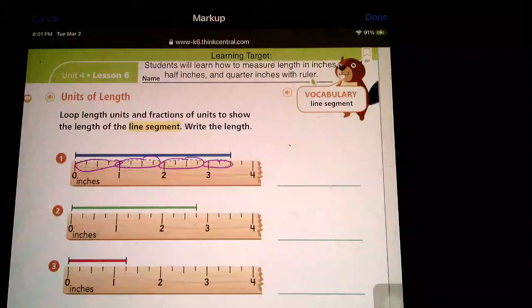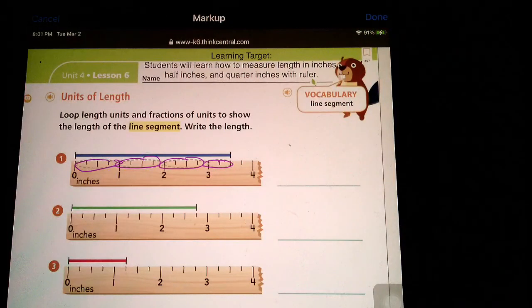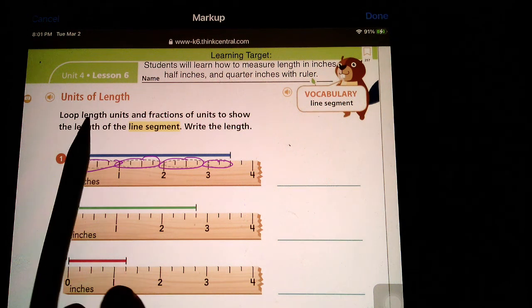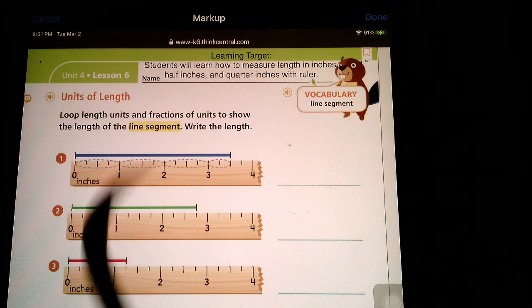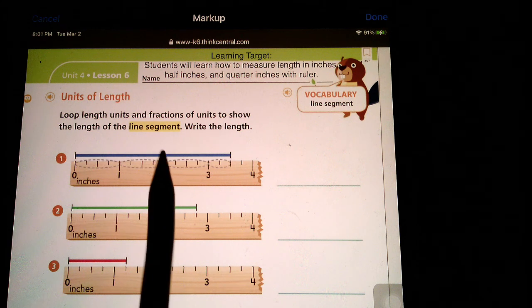Hi, mathematicians. Today we're looking at Unit 4, Lesson 6. Your learning target is that students will learn how to measure length in inches, half inches, and quarter inches with a ruler. Units of length, length units and fractions of units to show the length of the line segment.